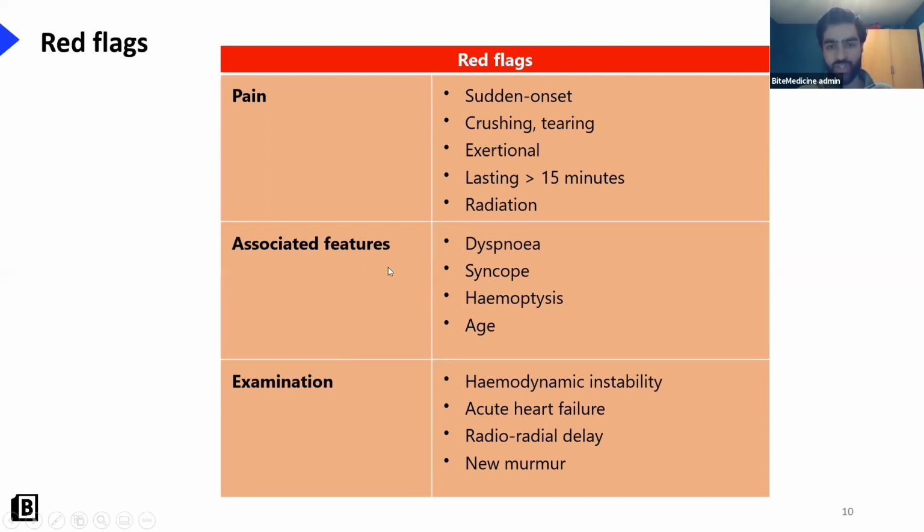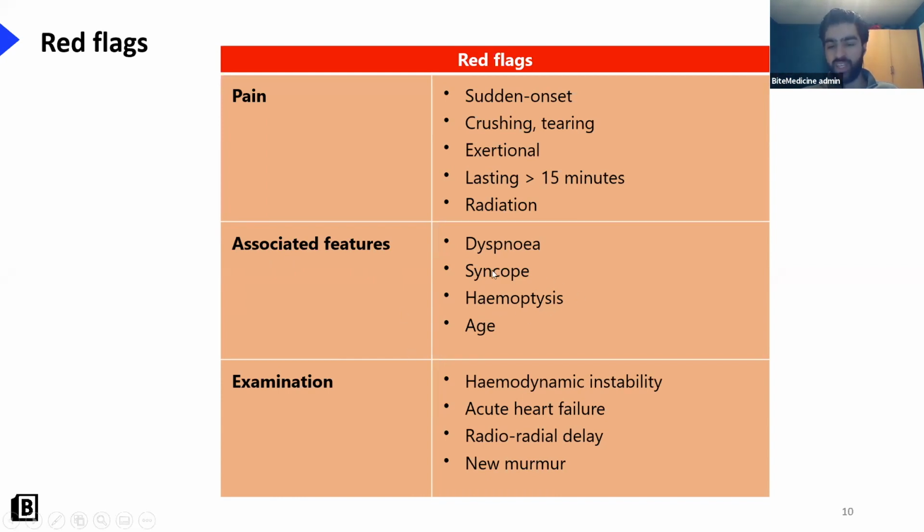Now, if we think about associated features, chest pain plus shortness of breath should always make you worry. Chest pain plus collapse should always make you worry, okay? Chest pain with collapse means that there is a problem with your heart not pumping blood effectively to the brain, causing collapse. So it suggests a problem with cardiac output.